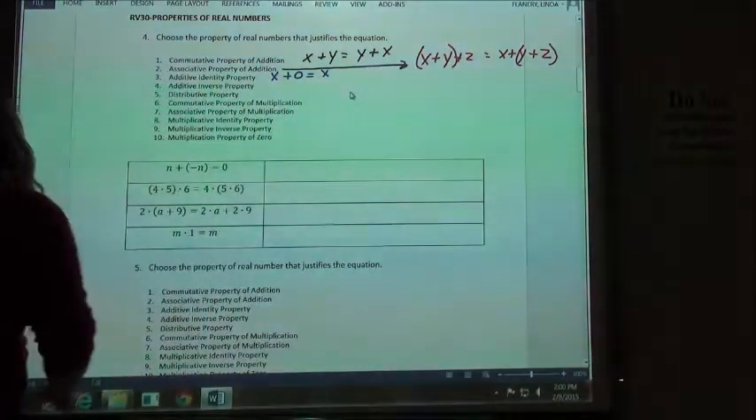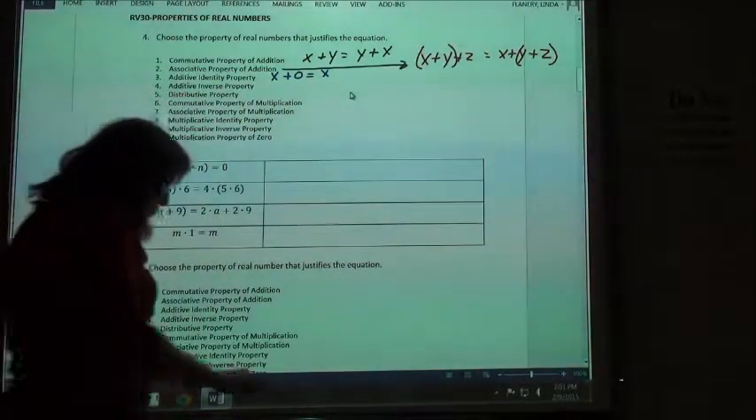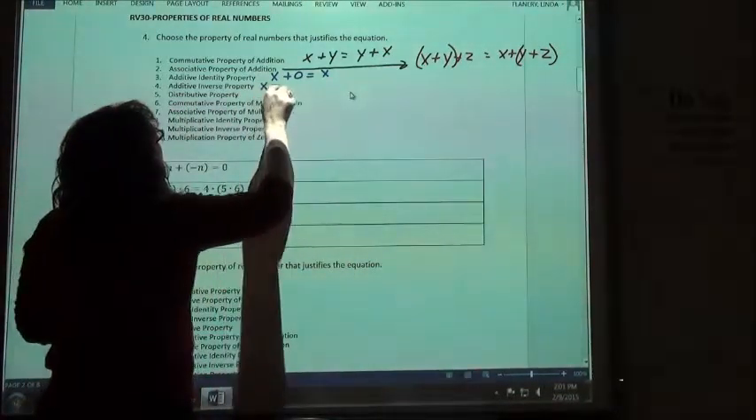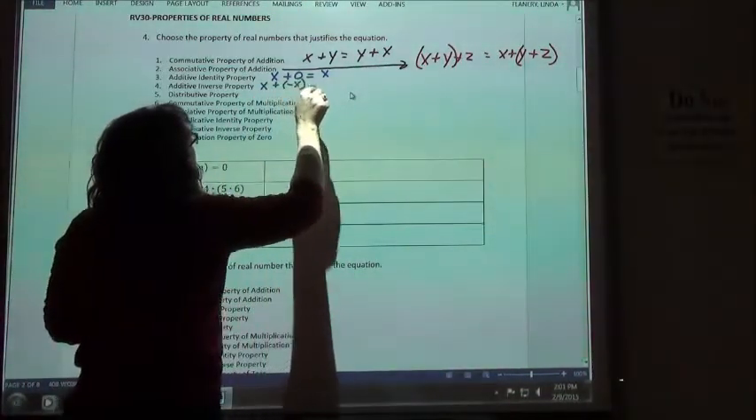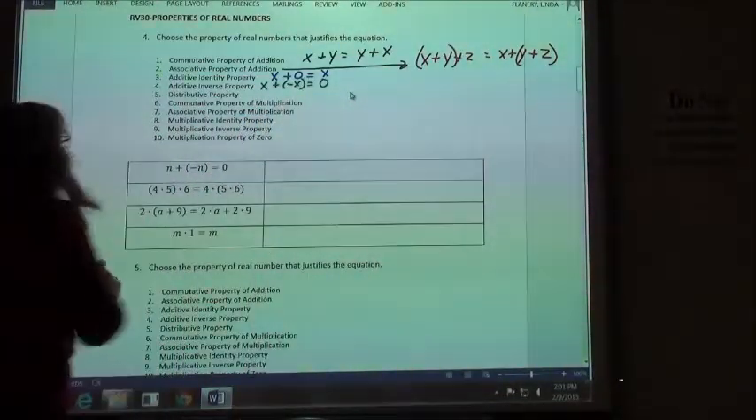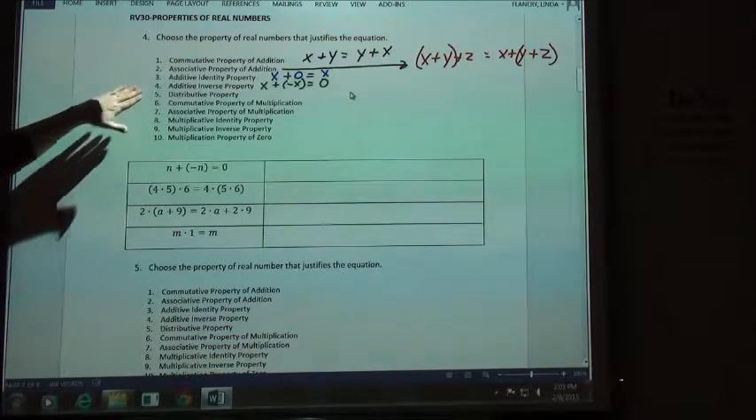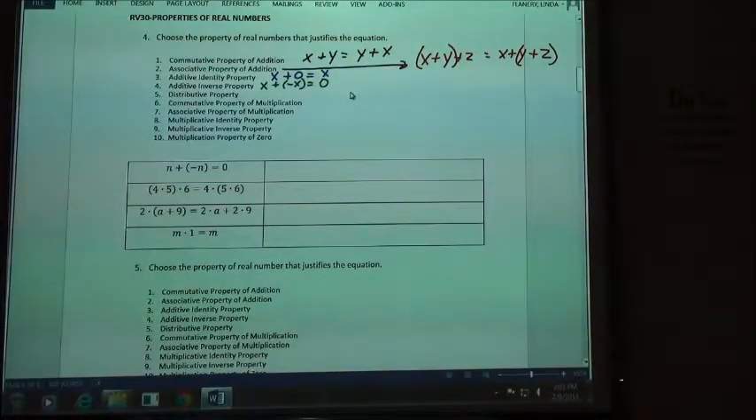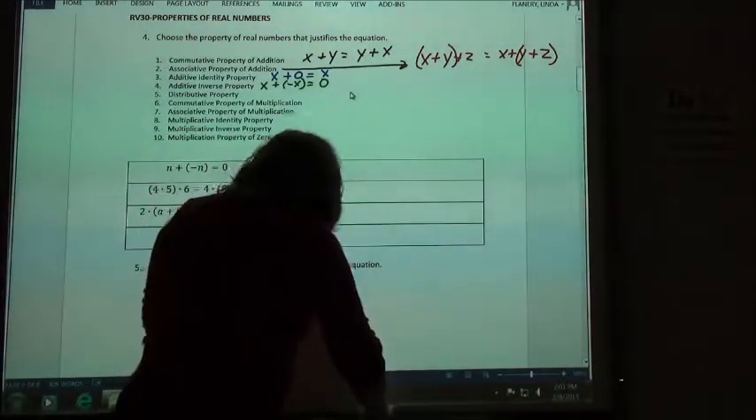Now we'll do the additive inverse. Additive inverse says we're adding opposites. So if we take an x plus a negative x, then it equals 0. Anytime you add opposites, you get 0. Those were the properties we had the other day. Today, we added the distributive property. We said the distributive property was used to remove the parentheses.